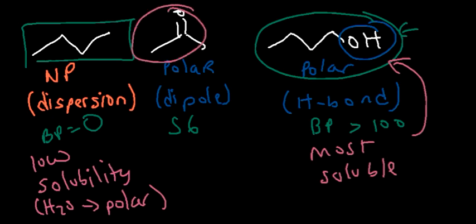Now, you can dissolve acetone in water. It's relatively polar, so acetone has a higher solubility than butane, but less than that of 1-butanol. So we can say it's somewhat soluble.